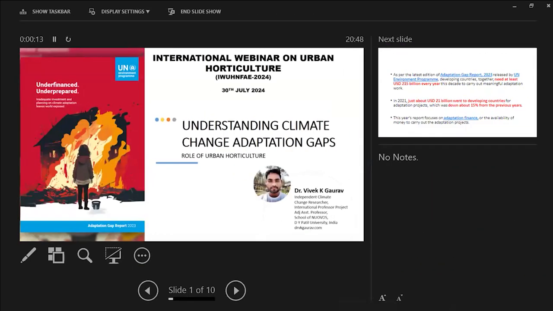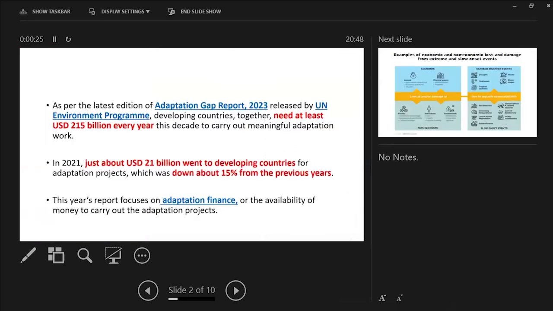Discussing the climate change adaptation gaps and the role of urban horticulture, how urban horticulture can fit into the adaptation gap, which has been recognized by UNEP. According to the latest Adaptation Gap Report by UNEP, the developing countries need at least around 215 billion per year to carry out the meaningful adaptation work.